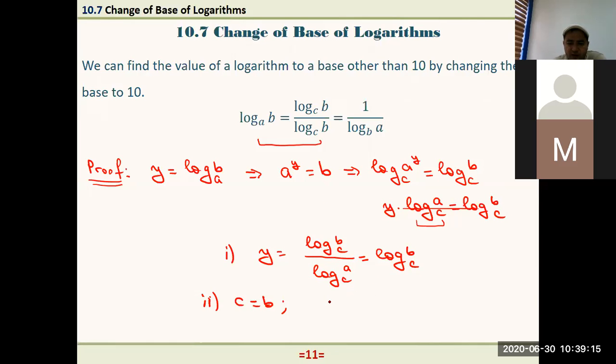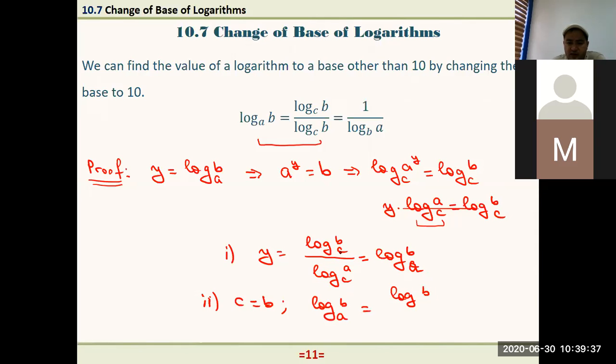Here we will have logarithm of, this one is a, right? Here we will have logarithm of b to the base a, this thing, right? That is equal to this thing. So here we have logarithm of, what is b? B and c, they are equal to each other.